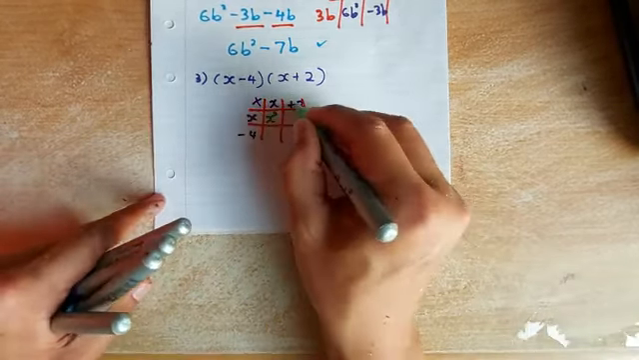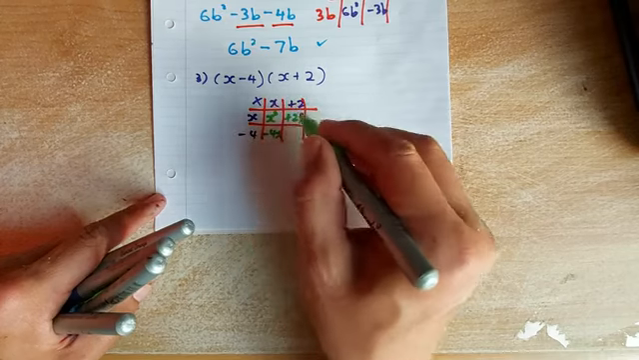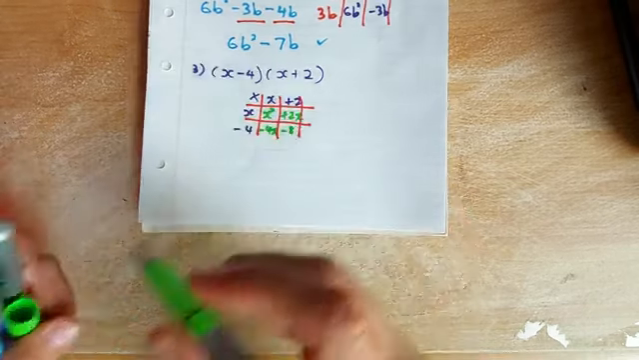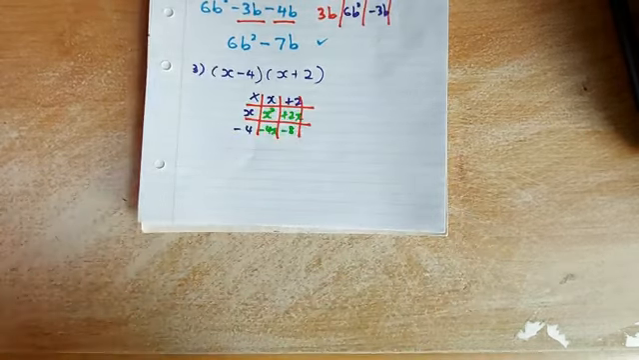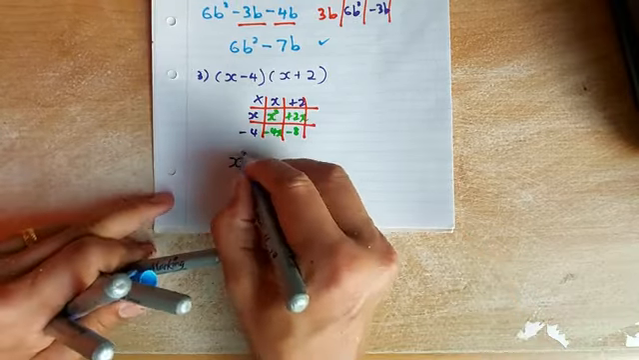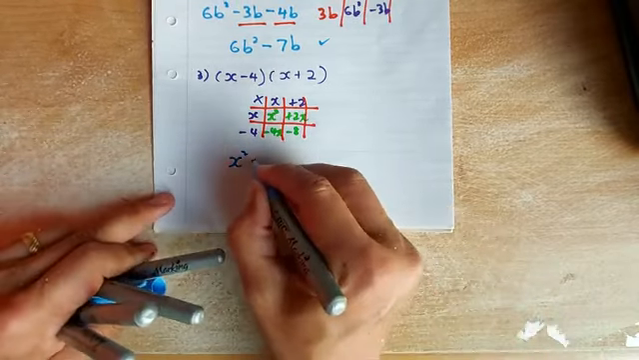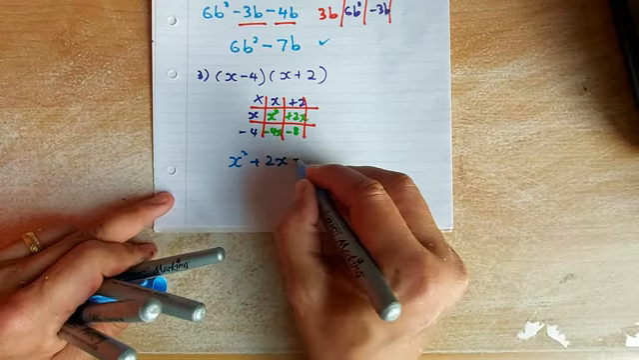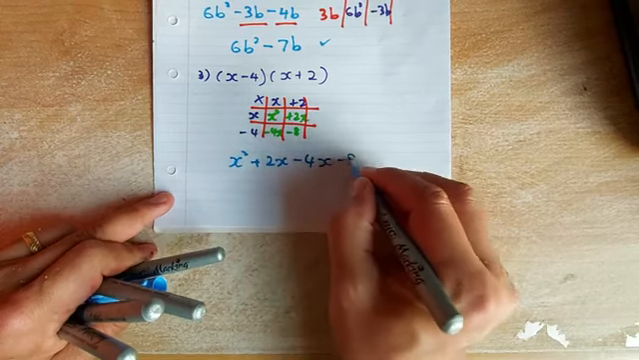Minus 4 times x is minus 4x, and then minus 4 times plus 2 is minus 8. So the next step, you put everything out. So it's going to be x squared plus 2x minus 4x minus 8.